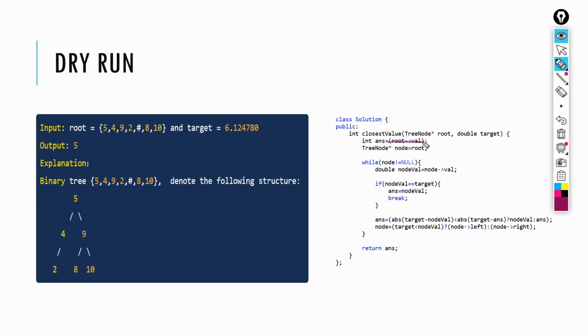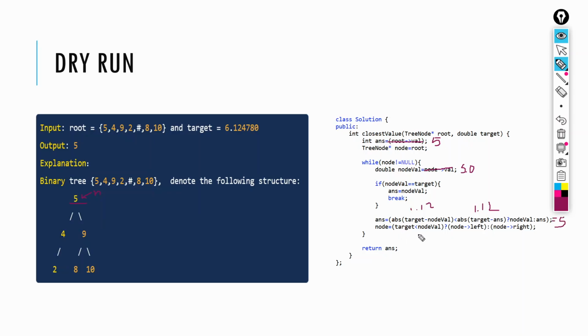We initialize the answer to root value, that is 5 here. We have a pointer called node pointing to the root node. I'll represent it using n. Since the node pointer does not point to null, we'll go inside the loop. We'll initialize the node value to 5.0. Since 5.0 is not equal to 6.12, we'll not enter here. Absolute of target minus node value is equal to 6.12 minus 5.0, which is equal to 1.12. The target minus answer is also 1.12. We'll not update answer and answer will still remain 5.